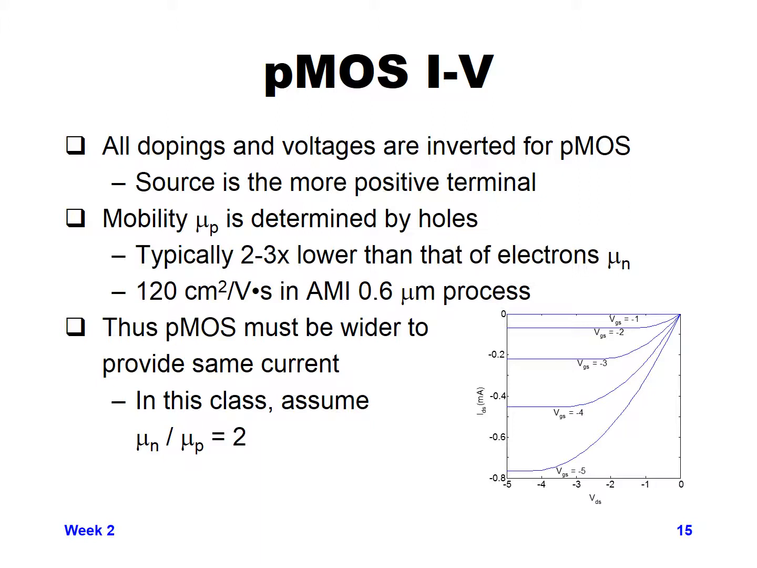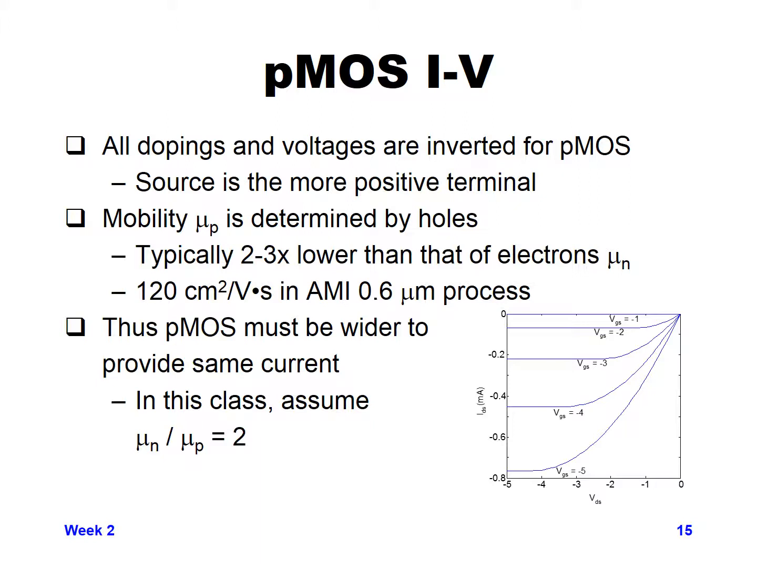The other thing for PMOS is that the mobility of the carriers is for P carriers, or the holes, as they're called. So mobility is determined by the holes instead of the electrons. Typically, especially on older processes, the mobility for holes is about 2x lower, maybe up to 3x, depending on the process technology that you're using, than the mobility of electrons.